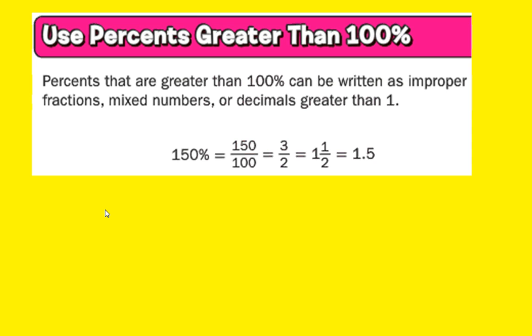Use percents greater than 100. Percents that are greater than 100 can be written as improper fractions, mixed numbers, or decimals that are greater than 1. So for example, 150% is 150 over 100, which is 3 over 2, an improper fraction, and that equals 1.5. So you can write it as a mixed number, a decimal greater than 1, or as an improper fraction.